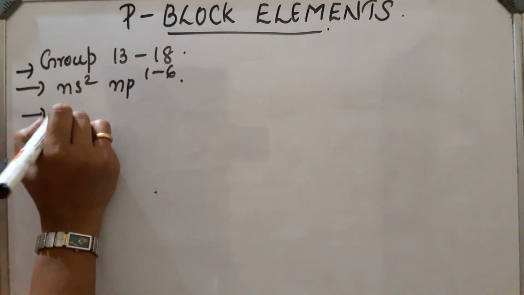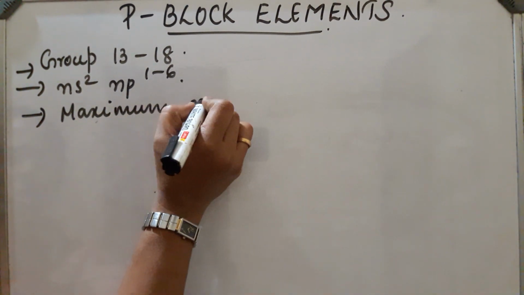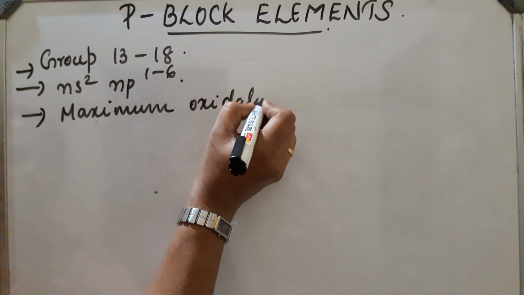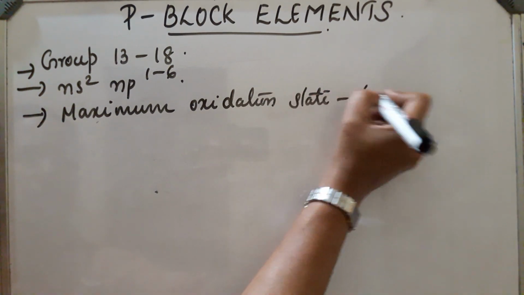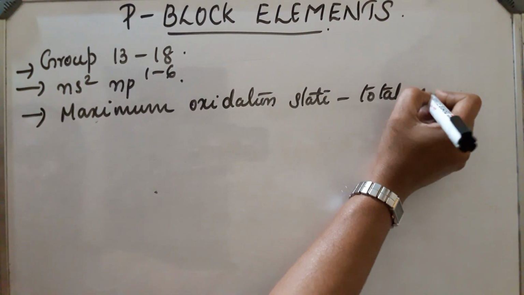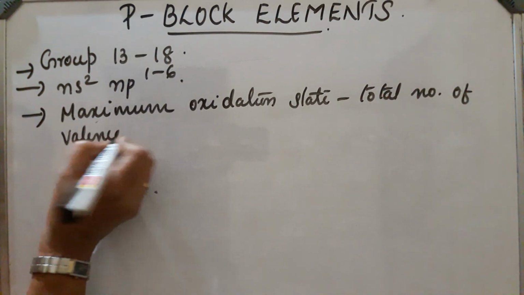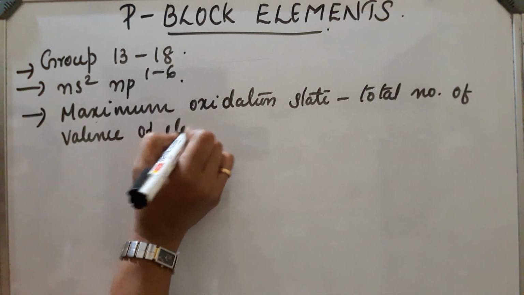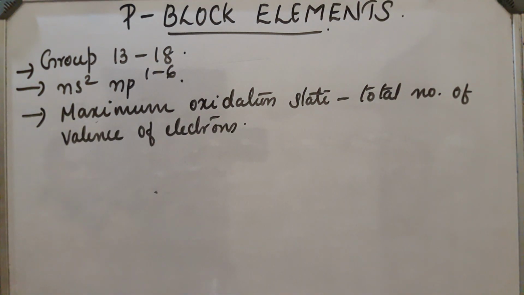P block elements also contain non-metallic elements, and their maximum oxidation state is equal to the total number of valence electrons. Maximum oxidation state equals the total number of valence electrons. They also show other oxidation states.